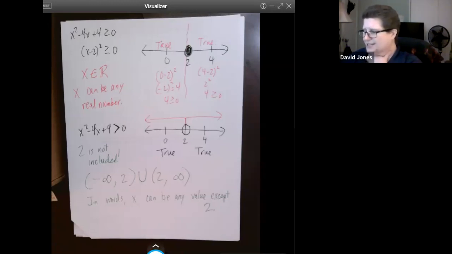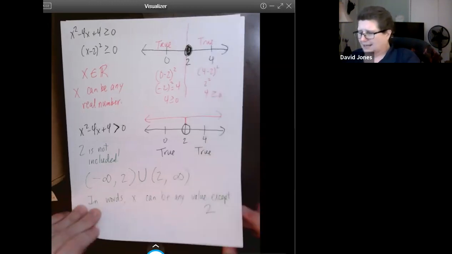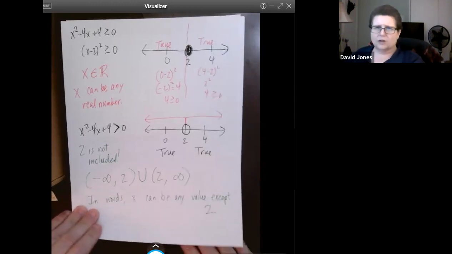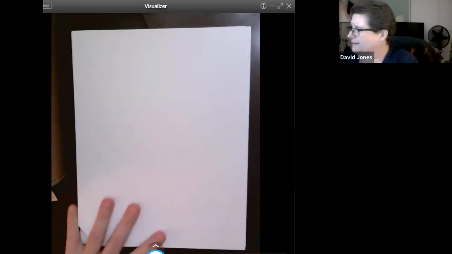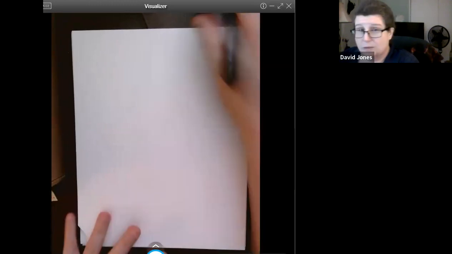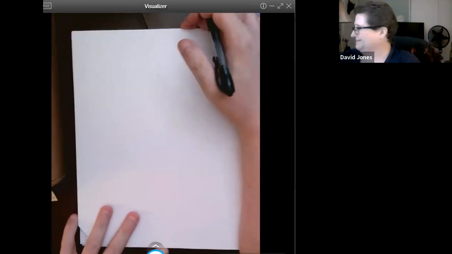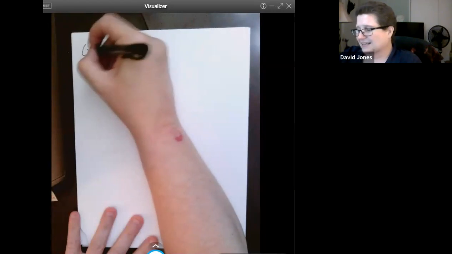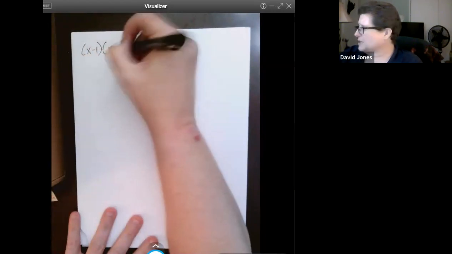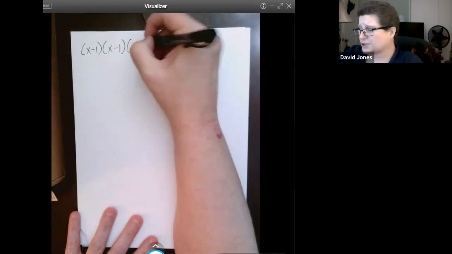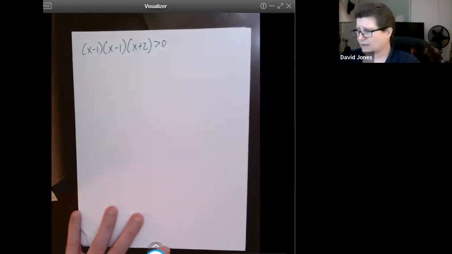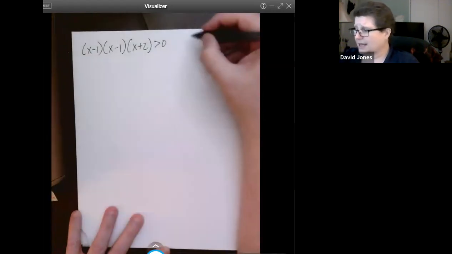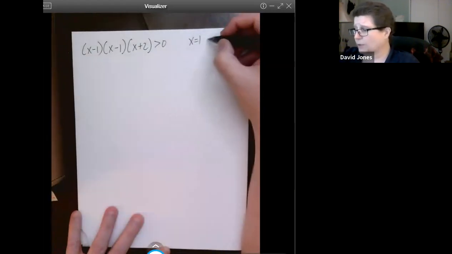Notice those regions did not alternate. Another scenario where you get non-alternating regions, I'll give it to you in factored form because this is not a pretty thing to factor. We will learn how to factor it later. x minus 1 times x minus 1 times x plus 2 is greater than 0. So I get x equals 1 with the multiplicity of 2.